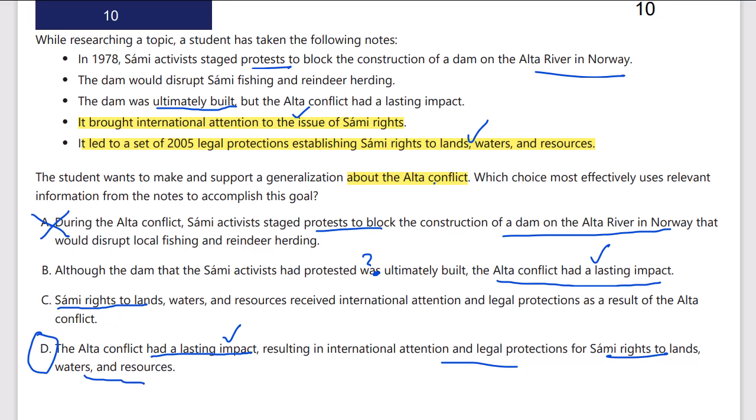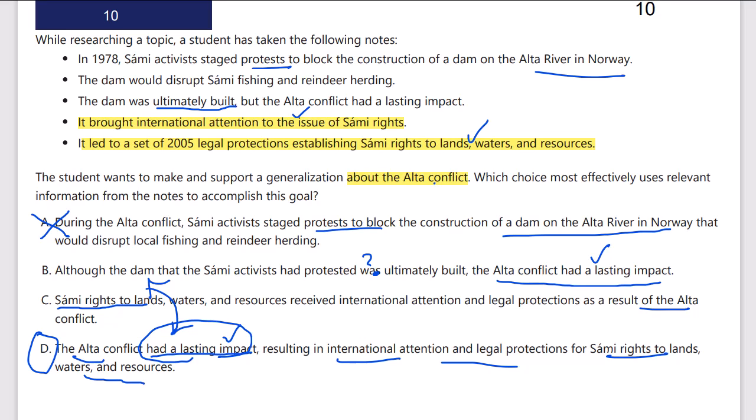Sami rights to lands, water, and resources received international attention, and legal protections resulted as a result of the Alta conflict. The only difference between C and D is literally the statement that it had a lasting impact. That makes this a really tricky problem. Hard to differentiate C versus D.